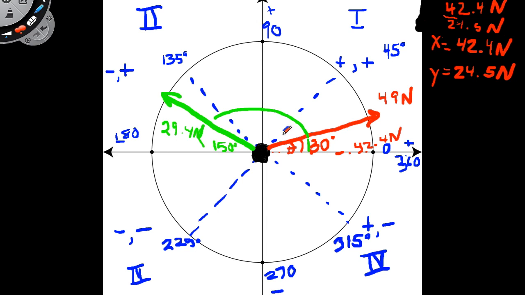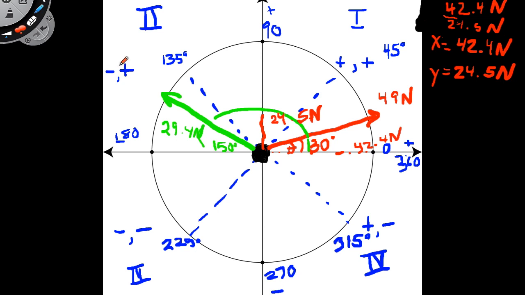Okay? And that means from here, in terms of a y component, line's not that straight, but this should be 24.5 newtons in that direction. Okay? So those are just my two for that area.